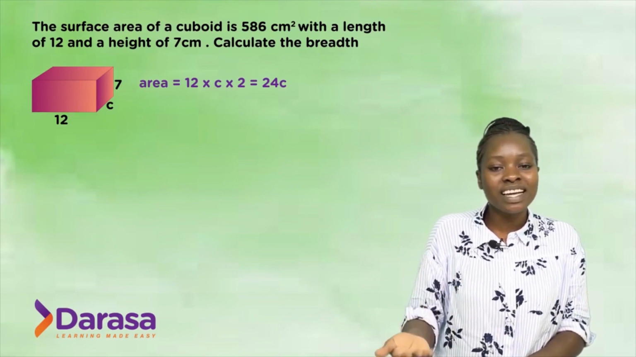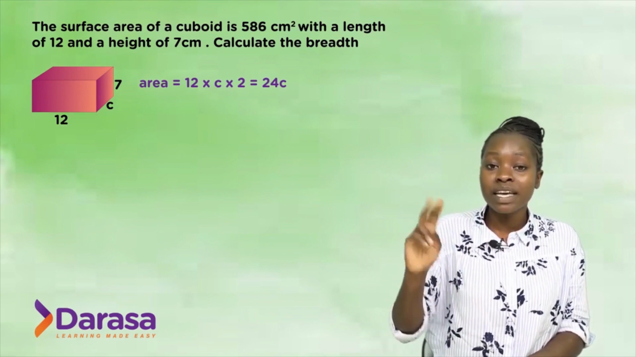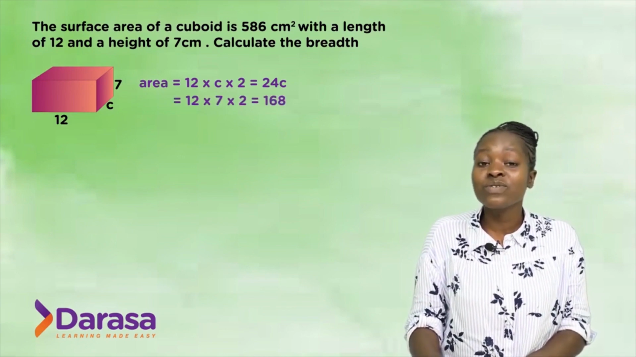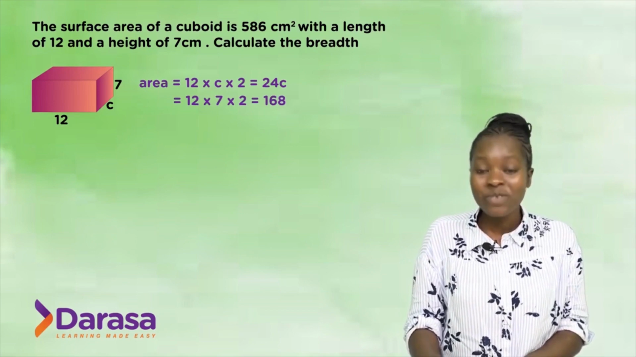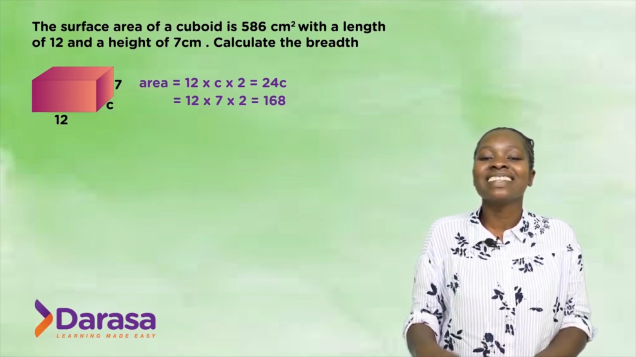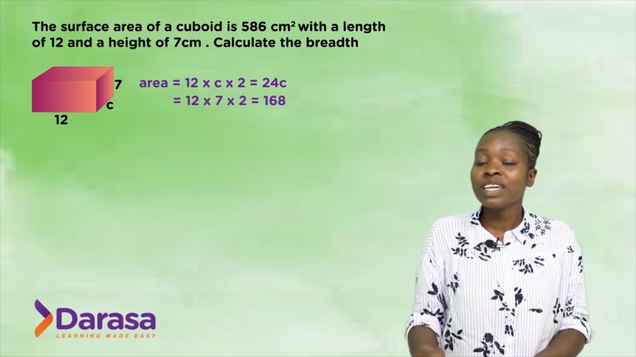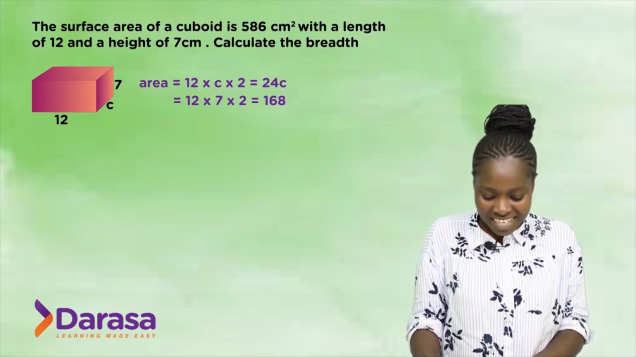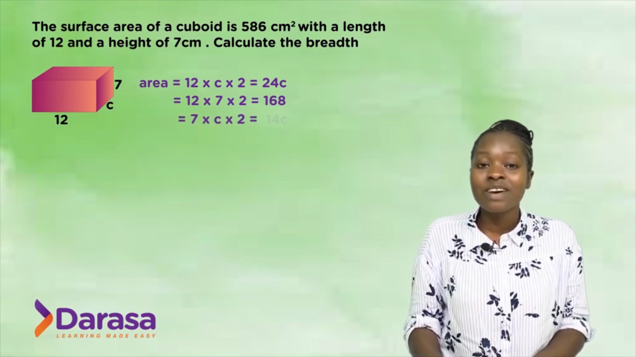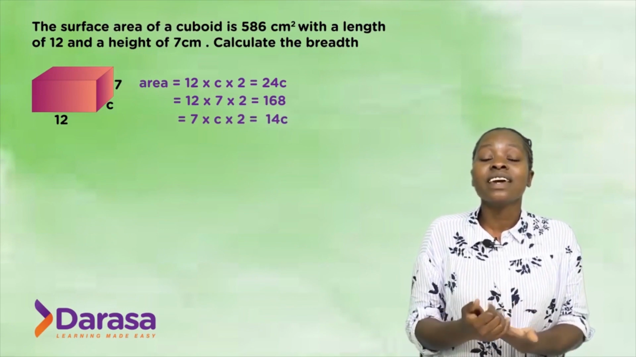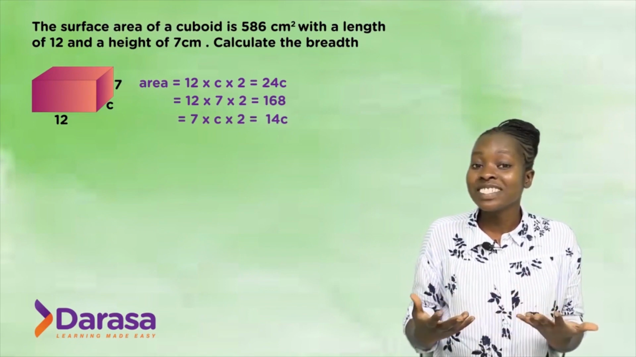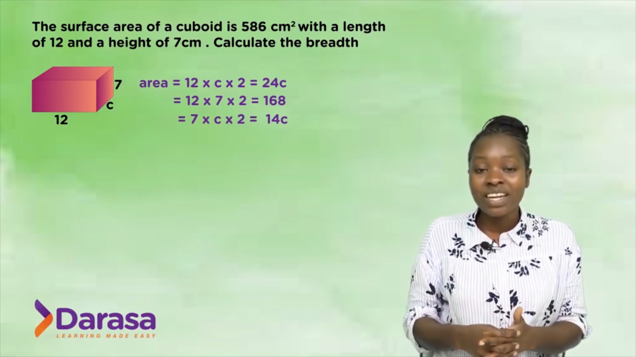Then we take another side, look for its area, multiply it by 2. So we take the side 12 times 7. So 12 times 7 will give you 84. 84 times 2 will give you 168. Then we look for the area of the side connecting the height and the width. And remember, we don't have the width, but we have our height as 7. So 7 times C will give us 7C, times 2 will give us 14C. So now we have the areas for our sides. So we have the first one as 24C, the next one as 14C, and the last one as 168.